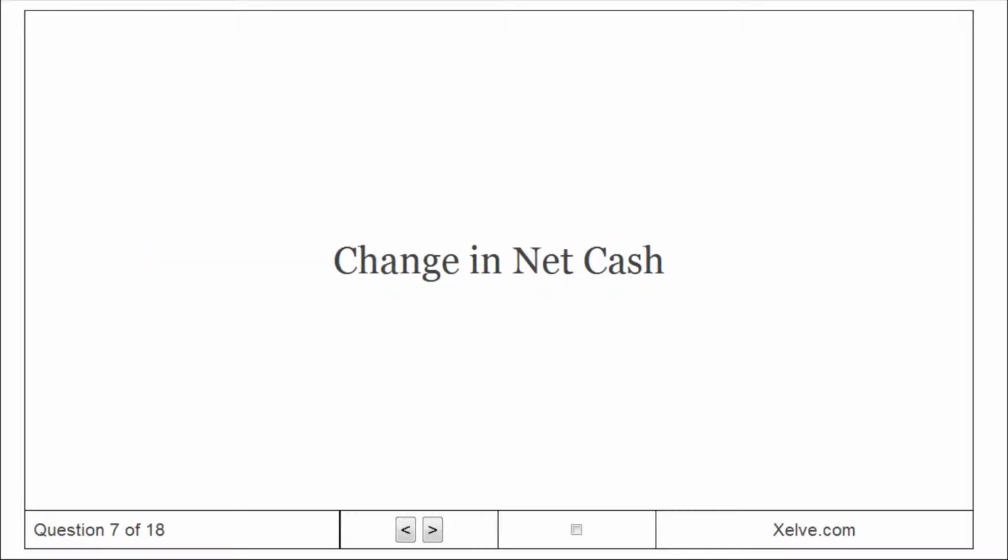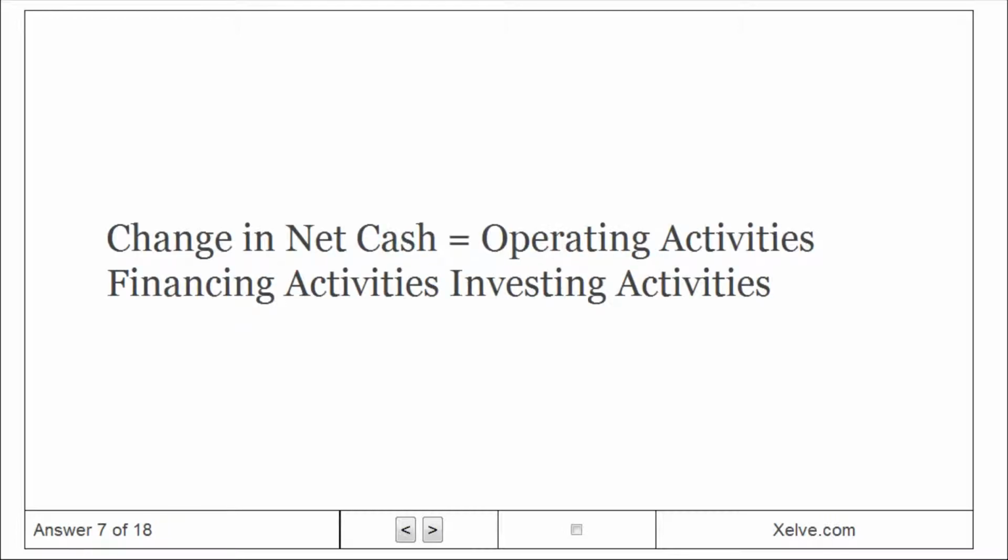Change in net cash. Change in net cash equals operating activities, financing activities, investing activities.